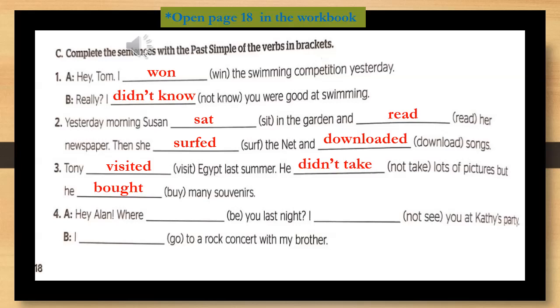Number 4. Hey Alan, where were you last night? I didn't see you at Katie's party. I went to a rock concert with my brother. The meaning of concert, do you know it's like a musical party? So let's start doing number 4. Hey Alan, where were you last night? I didn't see you at Katie's party. I went to a rock concert with my brother.